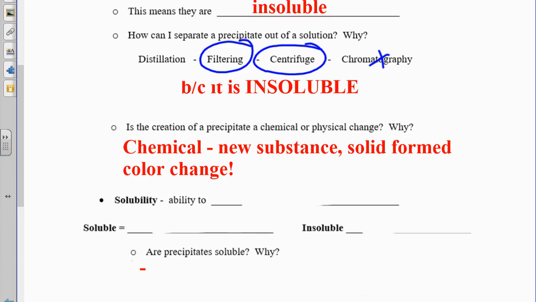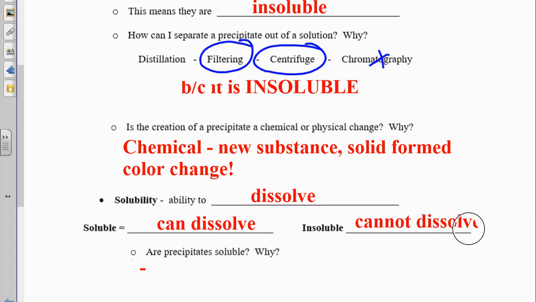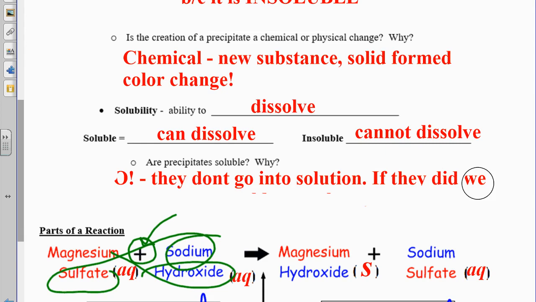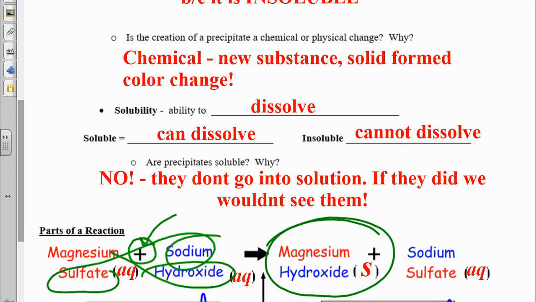Remember, solubility is just the ability to dissolve. Things that are soluble can dissolve. Things that are insoluble cannot dissolve. So at the end of the day, is that solid precipitate soluble? No. Okay? They did not go into that solution. So that precipitate, that solid, is insoluble. And what that solid is right here, magnesium hydroxide.